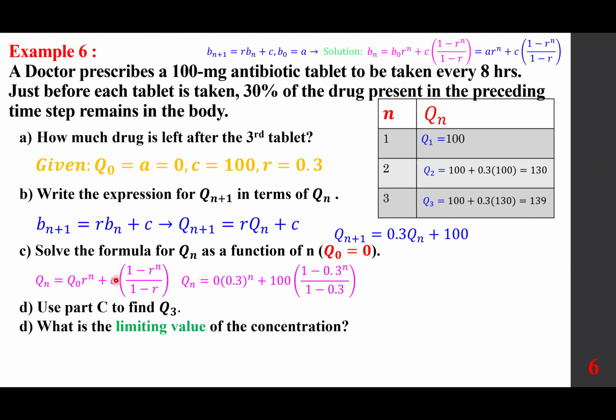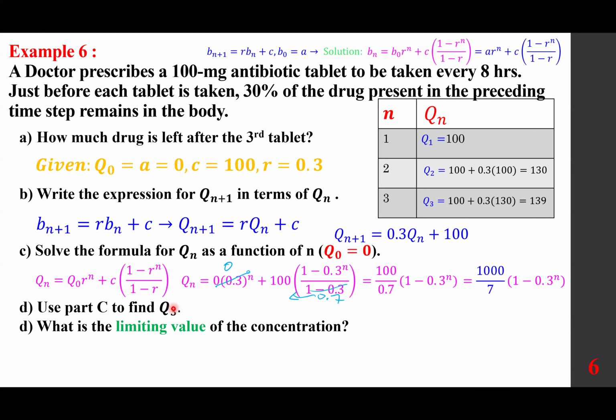And now we are going to simplify. To do that, this is 0. This is 0.7. Put it underneath 100. We get 100 over 0.7 times 1 minus 0.3 to the power of n, and this is 1,000 over 7 because we don't want to have a decimal in the denominator.